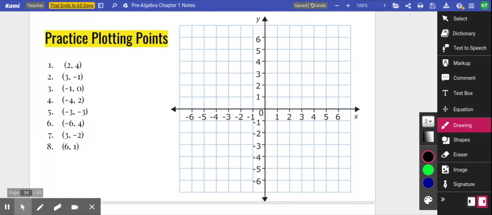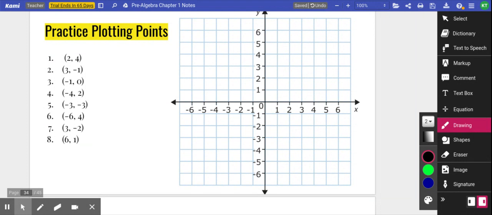So let's practice plotting some of these. I'll go through and I'll plot these points for you, and then we're going to go to a site called That Quiz to practice ourselves. So point number 1, (2, 4). So my x value is 2, and my y value is positive 4. So to the right, 2. So that's number 1.